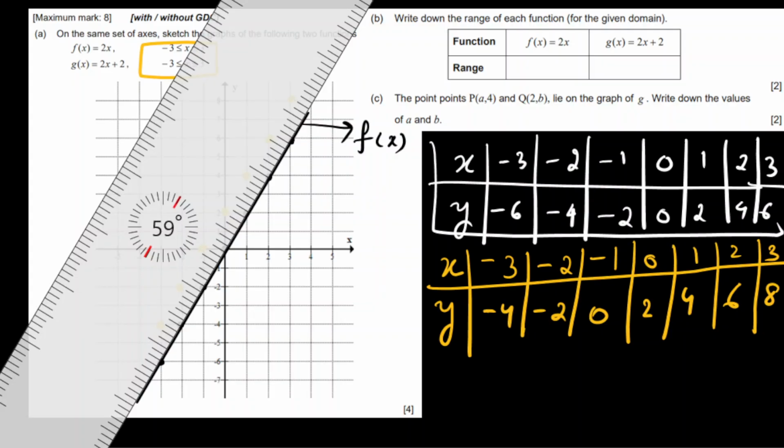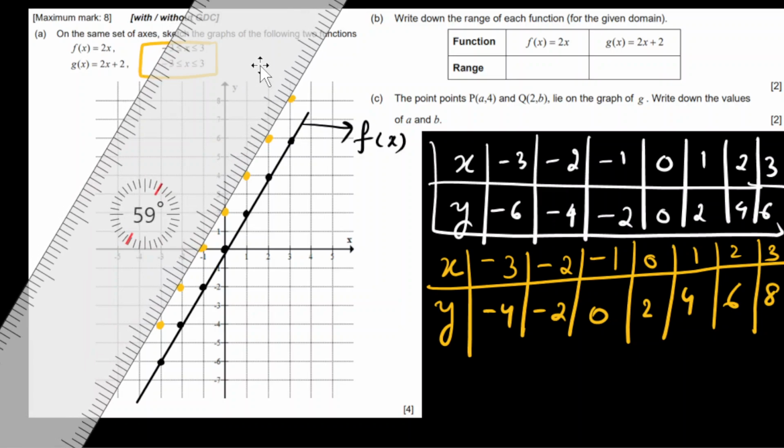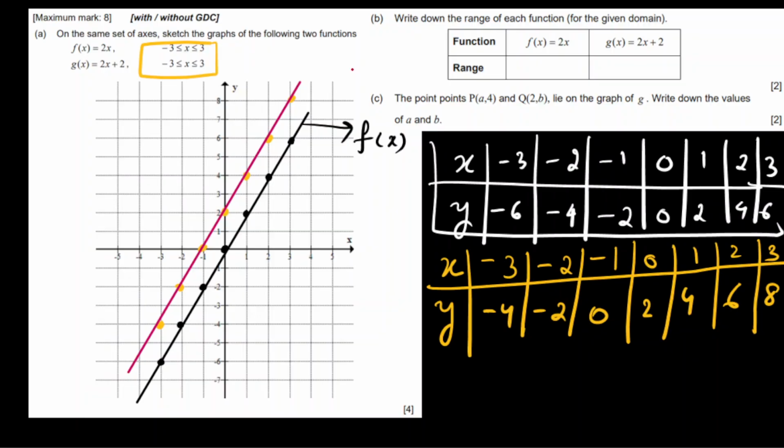With a different color, I am just drawing this line. Let me draw with a little darker color. Here I am joining all the points and I am getting a straight line. This is the graph of g(x). So the first part of the question is done, where we had to plot the graph of f(x) and g(x). You can see we have done this question.